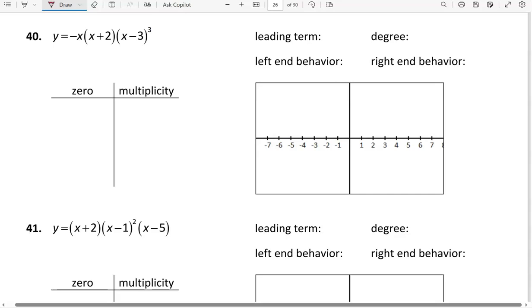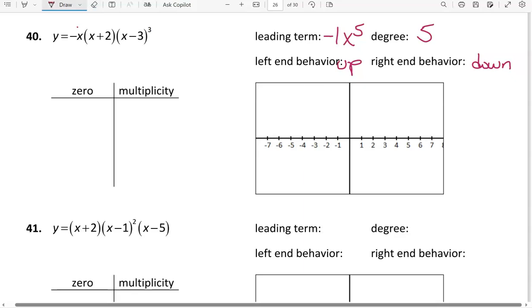In number 40, our leading term is negative 1 times x times x times x cubed. So that will be negative 1x to the 5th power. That's going to be a 5th degree polynomial. And since our leading term has a negative coefficient, negative 1, the right-hand behavior will be down. And since it's an odd degree polynomial, the left-hand behavior will be opposite, which will be up.